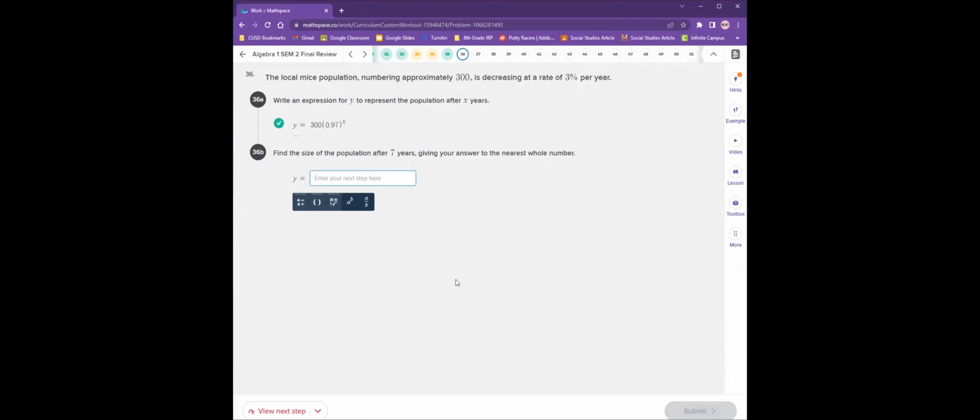300 times 0.97, after 7 years, and then x equals 7. That's right. Putting 7 in for x. Now, do you expect it to be bigger or smaller than the original? Smaller. Yes. 300 times 0.97 to the 7th is around 242. Okay.